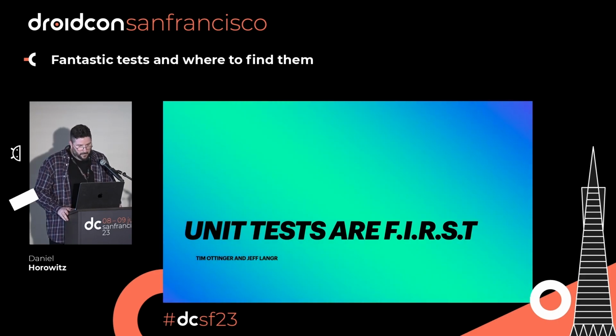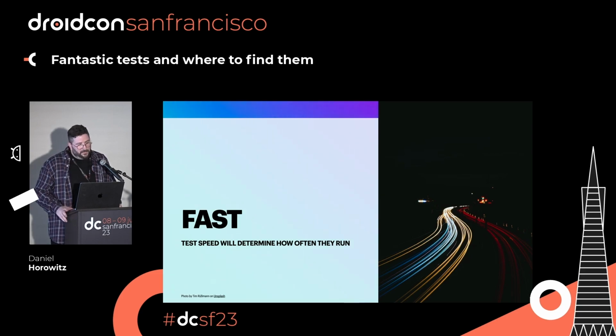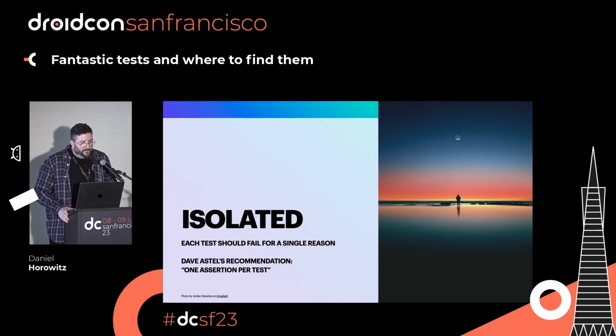So let's go through the first test property, which is that tests should be fast, right? Test speed will determine how often you run the tests. So this is crucial for your development cycle, and this will directly influence how you code. We'll later see some examples.